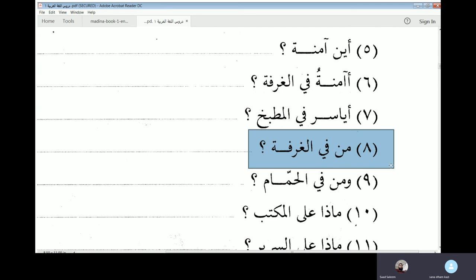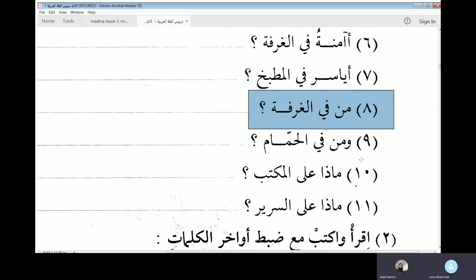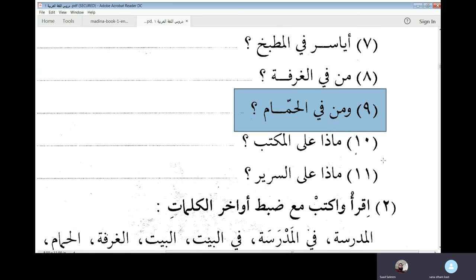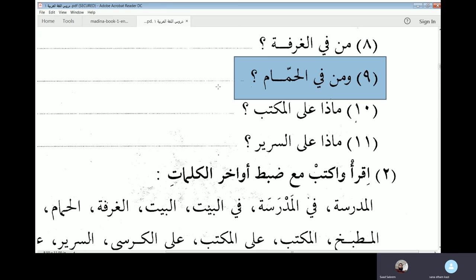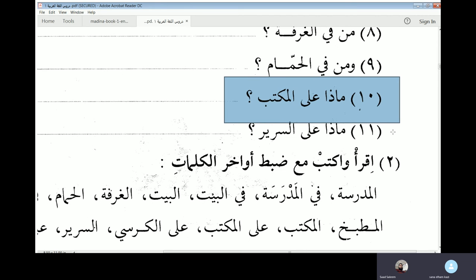Man fil ghurfati? Who is in the room? Aminatu fil ghurfati. Amina is in the room. Waman fil hammami? And who is in the bathroom? Yasiru fil hammami. Yasir is in the bathroom.